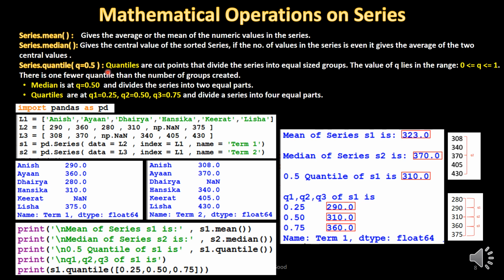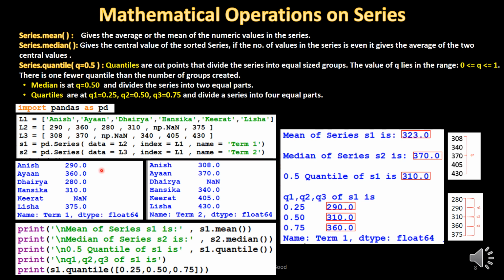Series.quantile. Quantiles are cut points that divide the series into equal sized groups. The value of Q lies between 0 and 1. There is one fewer quantile than the number of groups created. Median is at 0.50 and divides the series into two equal parts. Quartiles are at 0.25, 0.50 and 0.75. They divide the series into four equal parts.